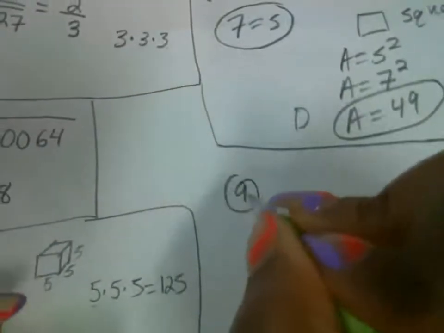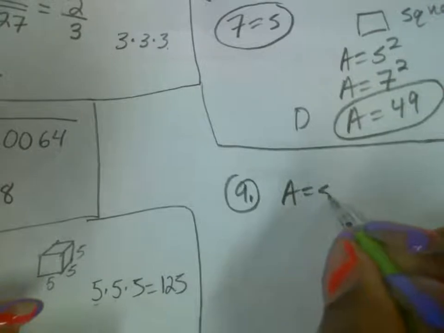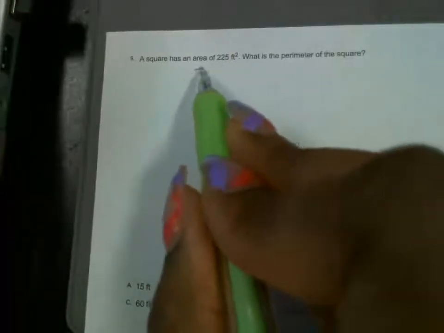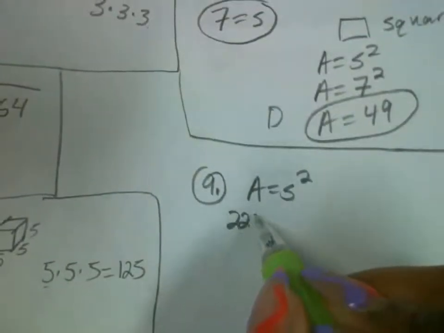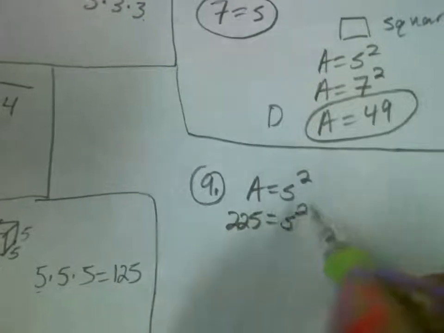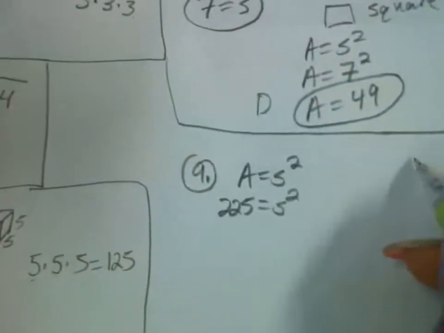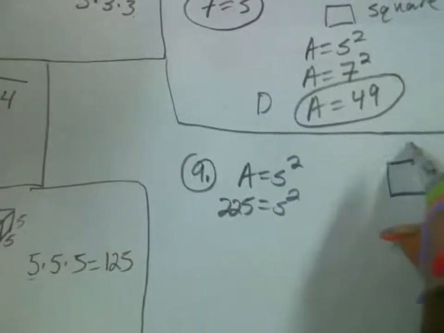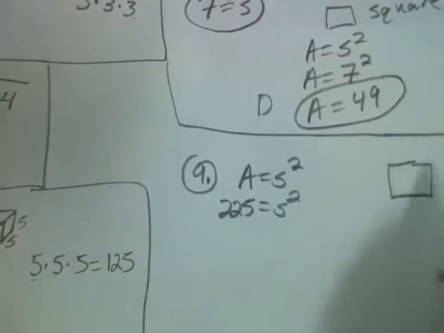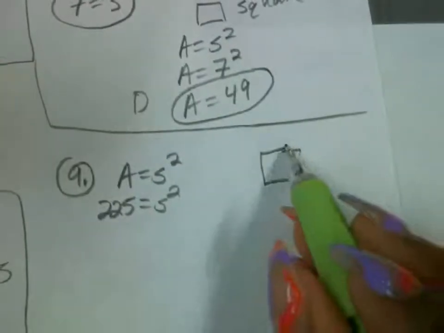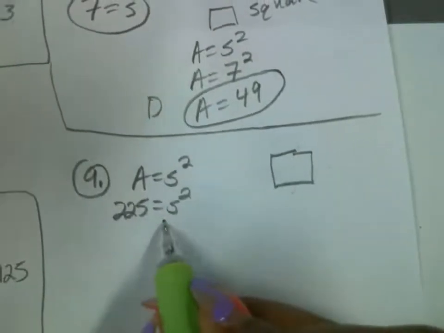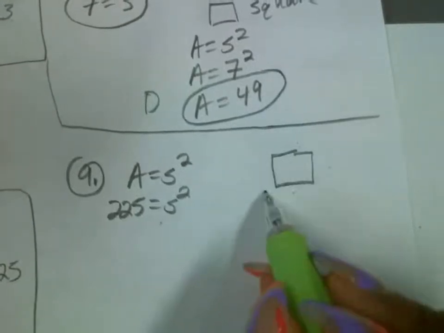This is number 9. The formula for area is A is equal to S squared. We're going to plug this in for A because they gave us the area. This is 225. They want to know what's the perimeter of the square. Remember, perimeter is the distance around the square. So we need to figure out what each of these sides are, so we've got to figure out what S is. That's each of the sides.